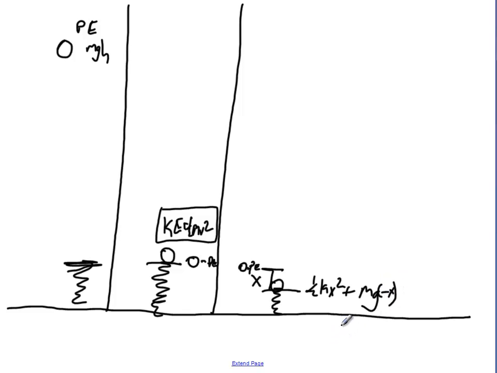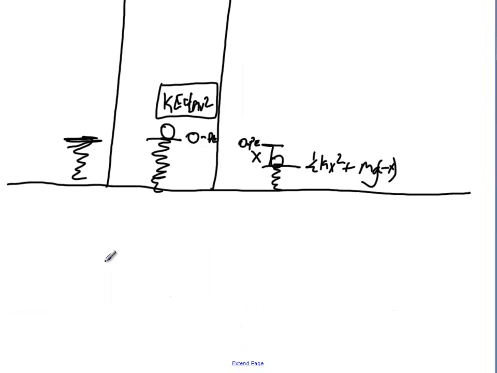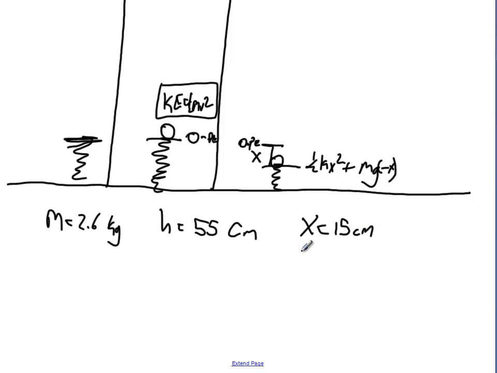Okay, and now I've got the law of conservation of energy. Now I can deal with this. So let's say that that ball has a mass of 2.6 kilograms. Let's say it starts at an initial height of 55 centimeters up. And let's say it compresses the spring, that x is 15 centimeters. Okay, I want to know the spring constant. Find me k.